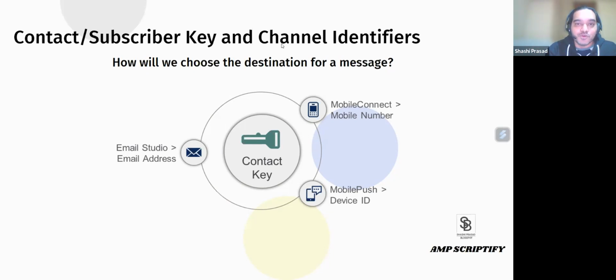Similarly, if you're doing push, you have to build an app, and the app ID has to be captured, and the device ID has to be captured. It has to have a valid device ID, and so on. So for sending email, you need an email address. For sending SMS, you need a mobile number. Now all these connections have to be built with a contact key.